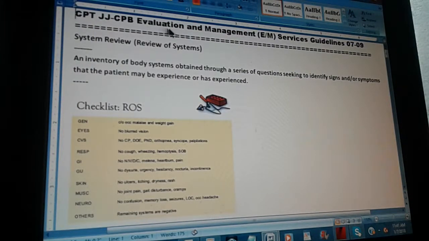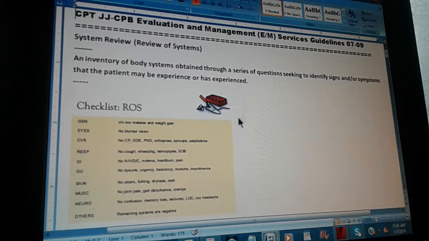CPT JJ-CPV Evaluation and Management E&M Services Guidelines 0709. Page 7, part 9, right? Yes. So this is the review of systems, which is part of the evaluation and management coding. Let's read that. An inventory of body systems obtained through a series of questions seeking to identify signs and or symptoms that the patient may be experiencing or have experienced.